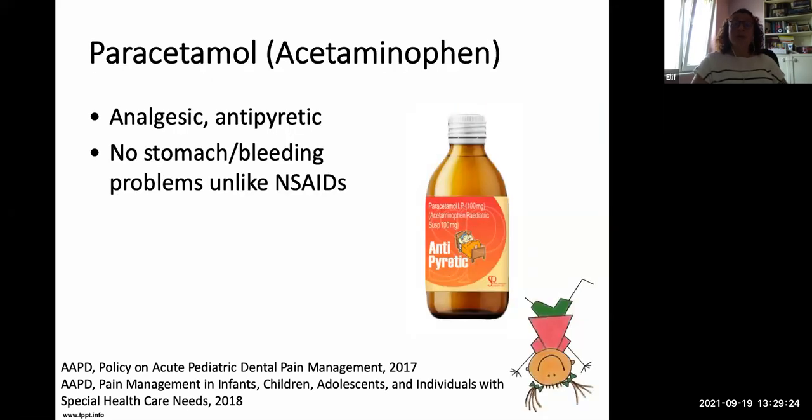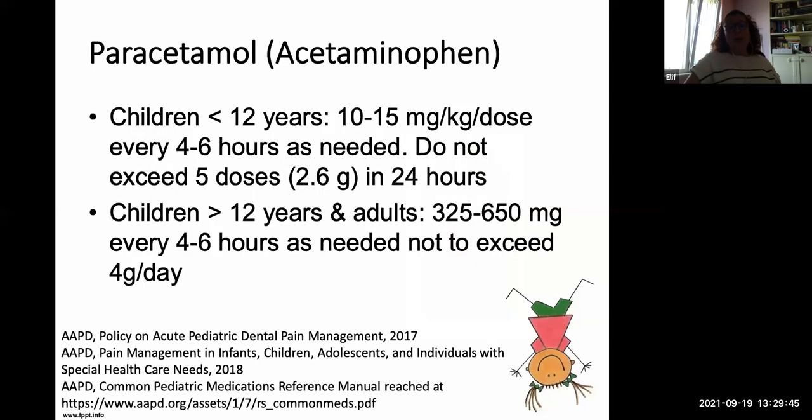The example of analgesics we mostly use is paracetamol. It's a non-NSAID drug, which is analgesic and antipyretic, and it causes no stomach or bleeding problems, unlike non-steroidal anti-inflammatory drugs. Here you can see how we prescribe the correct dosage in children below 12 years and over 12 years, in adults.